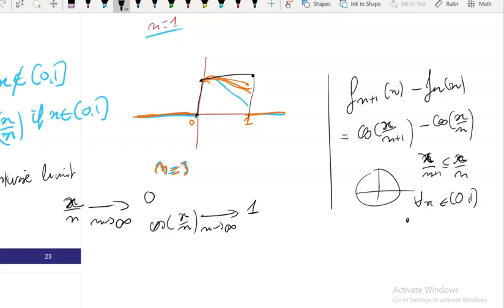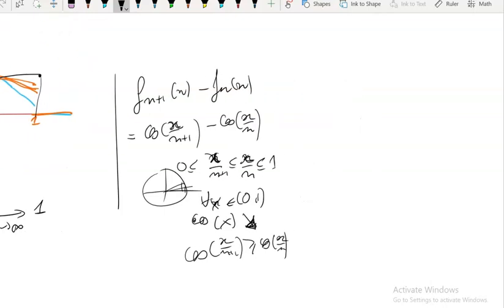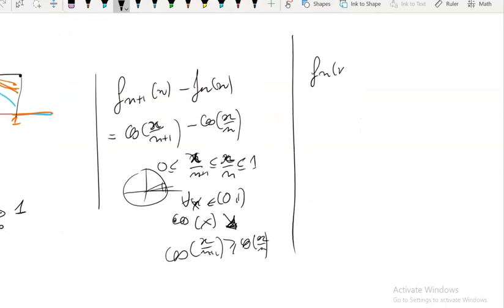But we also have that for x between 0 and 1, the cosine function is decreasing. So this is going to be between 0 and 1, and it is a decreasing function, so cosine of x over n plus 1 is going to be bigger than cosine of x over n. The closer we are to 0, the bigger the cosine is, right? So pointwise, this is an increasing function, and so fn of x is pointwise increasing.